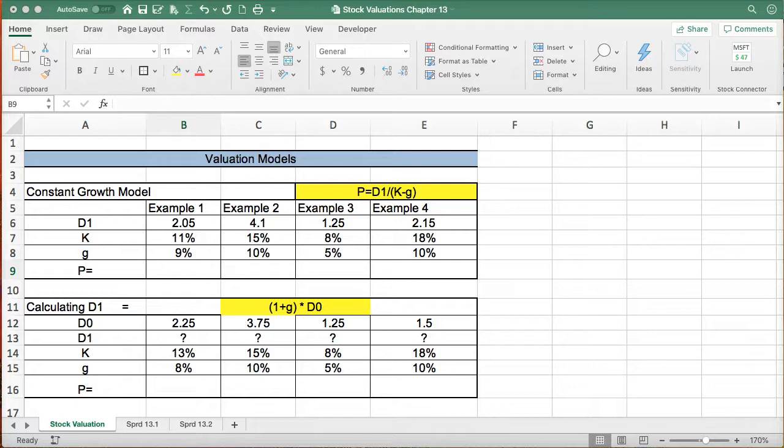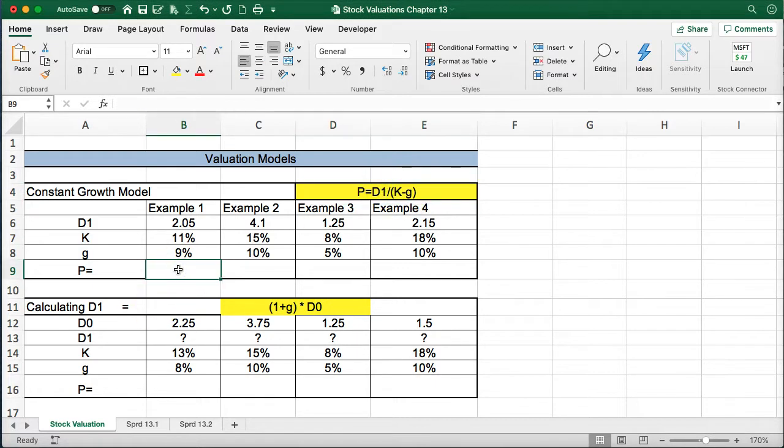Hello, welcome to the Stock Valuations Excel demo video where I'm going to go over some of the stock valuation mathematics and formulas from Chapter 13, Stock Valuation. So using the dividend valuation models, the first one is the constant growth model. So this is the formula up here in yellow.